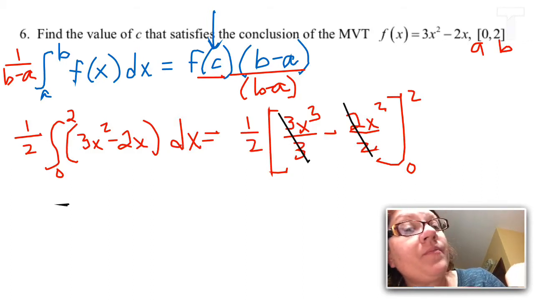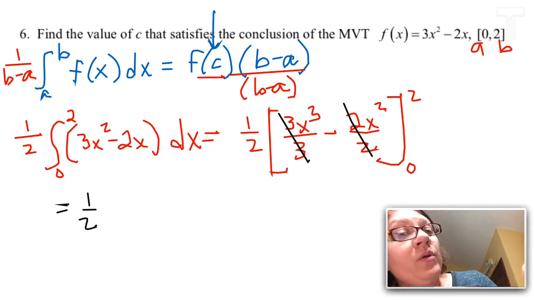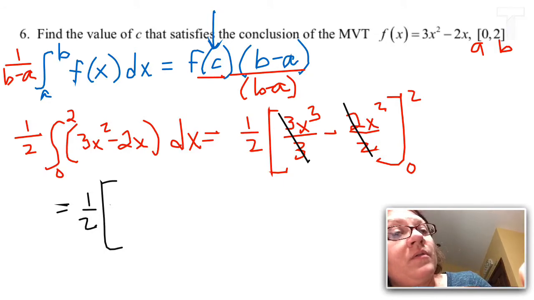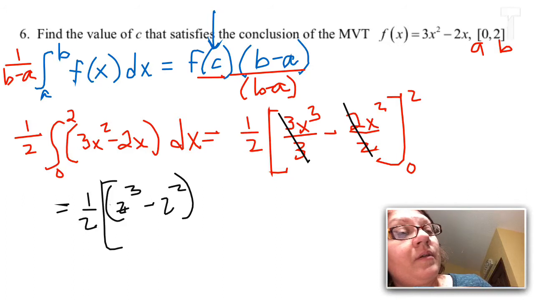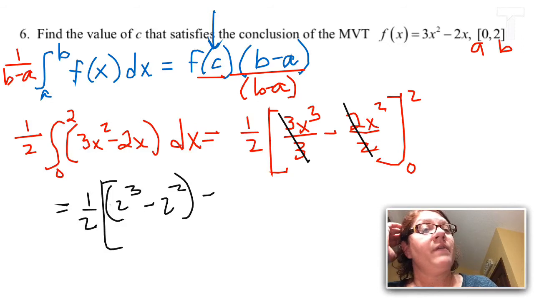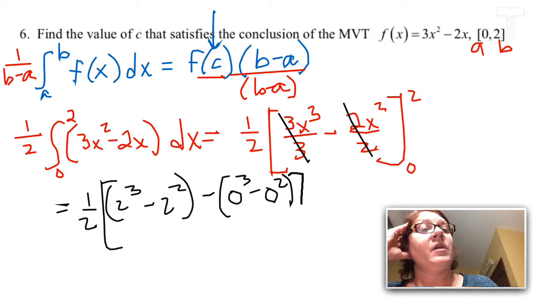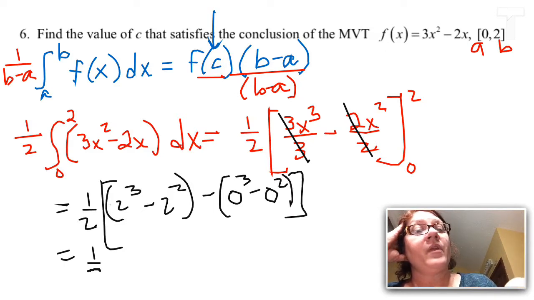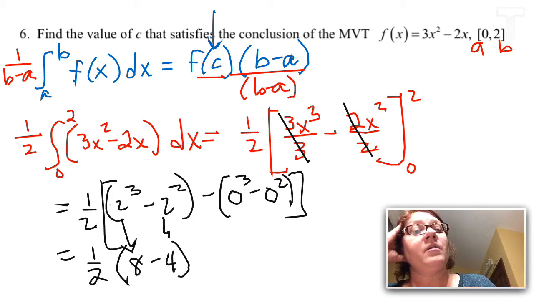And so first, I'm going to plug in the 2. So I'll have 2 cubed minus 2 squared. That is a 2. And then I'll subtract whatever I get when I plug in 0, which will be 0 cubed minus 0 squared. All of that, of course, is going to give me 0. So I have 1/2 of 8 minus 4, which is 2.